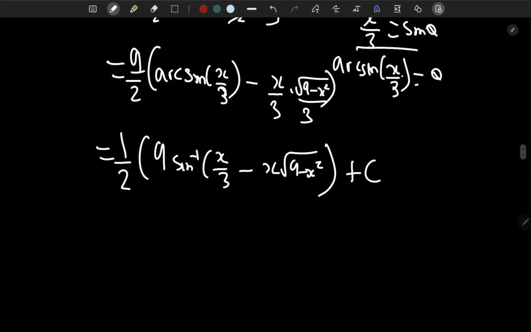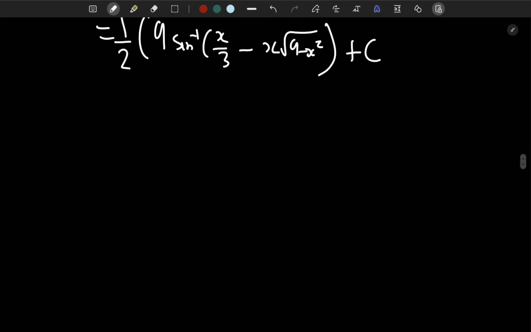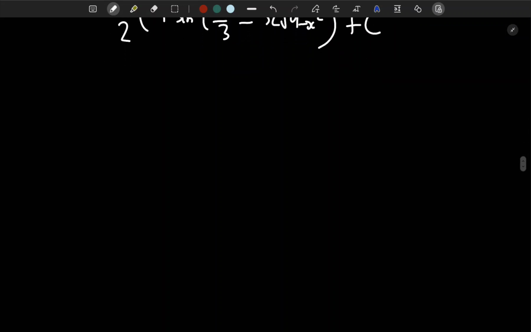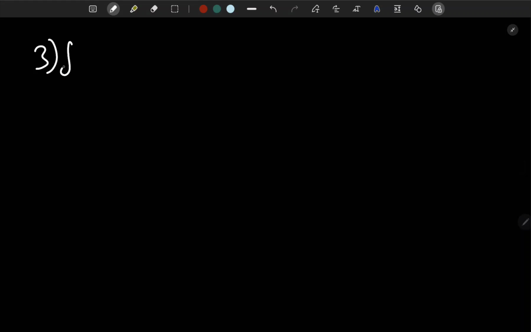This last example is going to be more challenging than these two, so focus, and let's start with it now. So the question is the integral of dx over radical 25x squared minus 4.